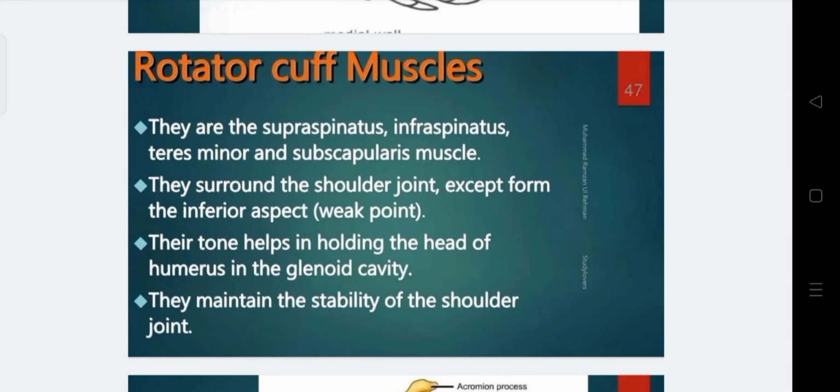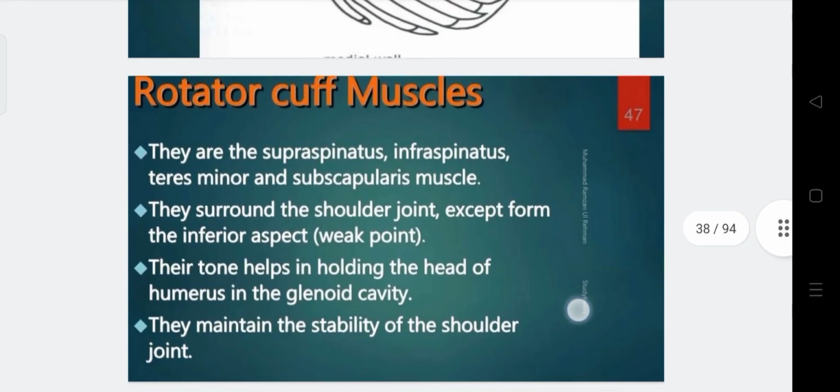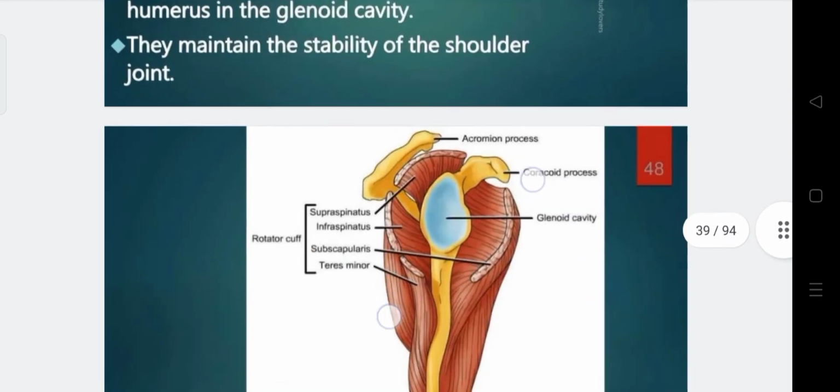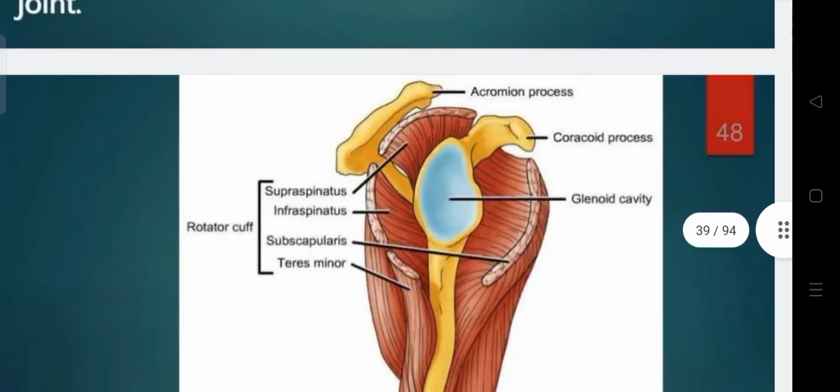They help in holding the head of the humerus in the glenoid cavity. They maintain the stability of the shoulder joint. If they are damaged, the shoulder joint becomes unstable and it can dislocate easily from its cavity. So in the close-up view, you can clearly see it makes the cuff around the shoulder joint, around the glenoid cavity. It's the rotator cuff muscles.